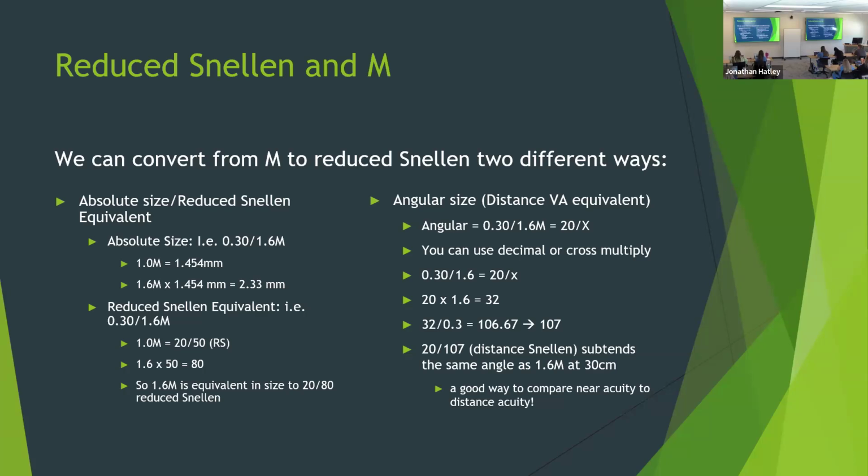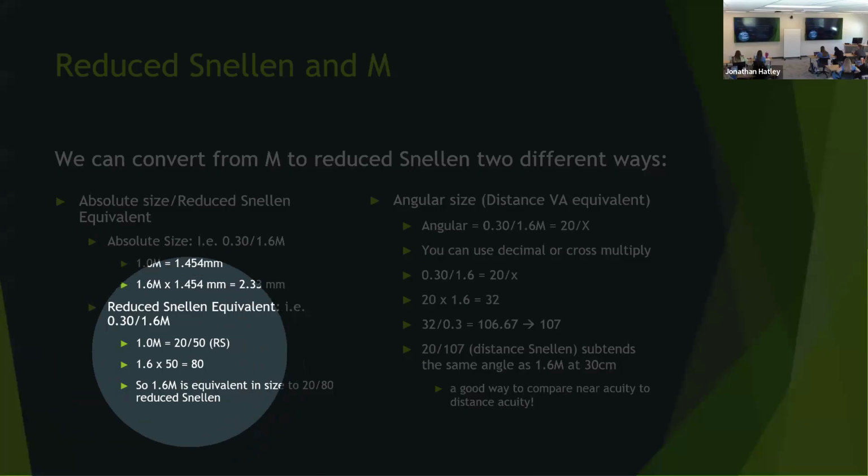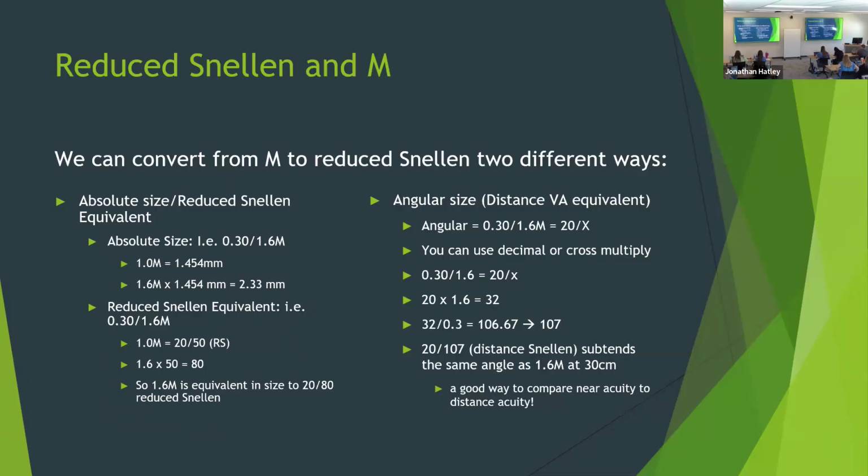What is more useful that I found is the reduced Snellen equivalent down here. That's where we know that a 1M optotype is equivalent to a 20/50 reduced Snellen optotype. And so if we still have a 1.6M optotype size the patient read, we can convert it just by multiplying it times 50 to get a 20/80 reduced Snellen optotype. So it's a good way to compare between charts. Patient read a 1.6M optotype on this chart. We would expect them to be able to see a 20/80 optotype size on the reduced Snellen chart.